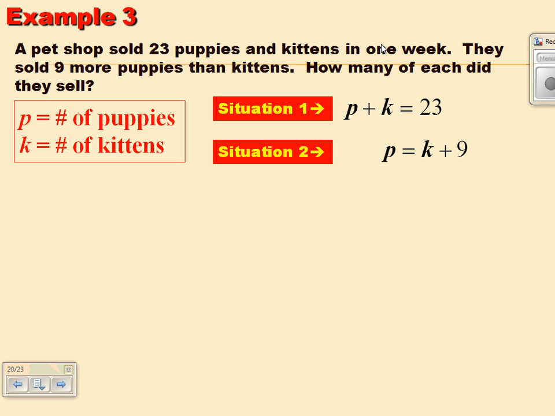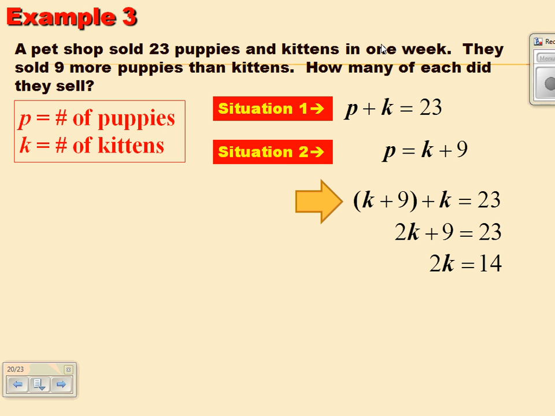I then will plug this into P. I then get K plus 9 plus K equals 23. I simplify to get 2K plus 9 equals 23. Subtract 9 from both sides, and therefore I get K is equal to 7. So there are 7 kittens. To figure out how many puppies there were, you plug this into here. And therefore, there are 7 kittens, 16 puppies.